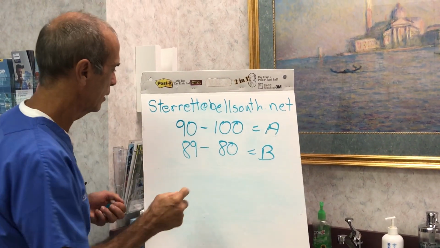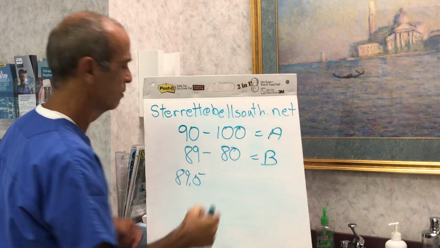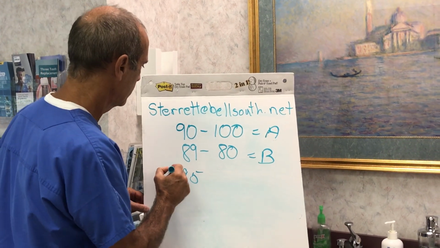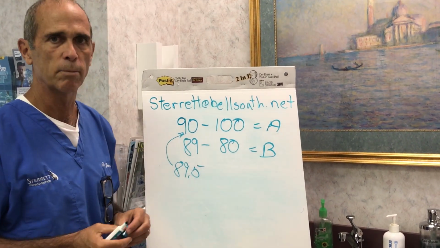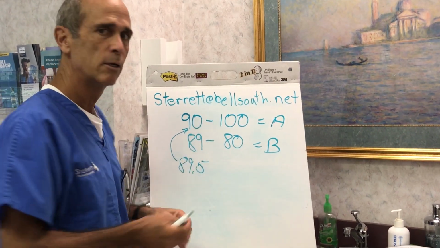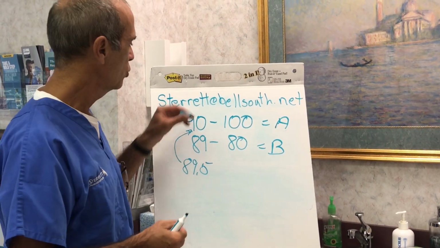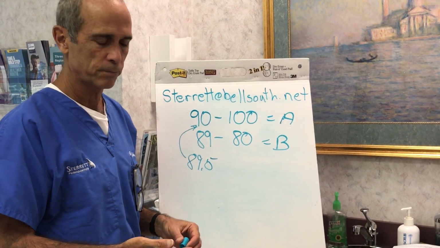And that number is 89.5. That number is somewhere in between those two numbers, and it's not on the grading scale. So the student goes in and says, teacher, I should have an A, this should be a 90. The teacher says, no, you made an 89, you didn't make a 90.